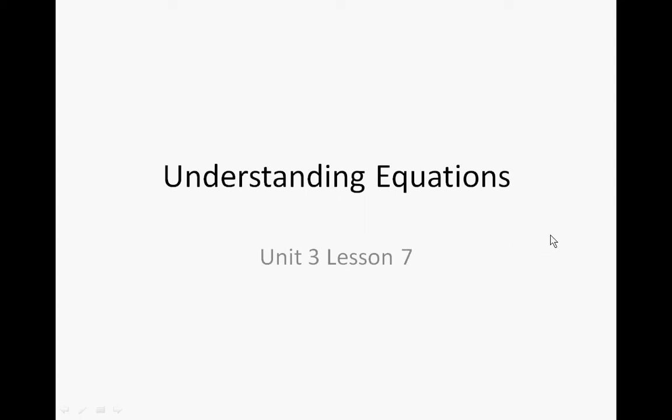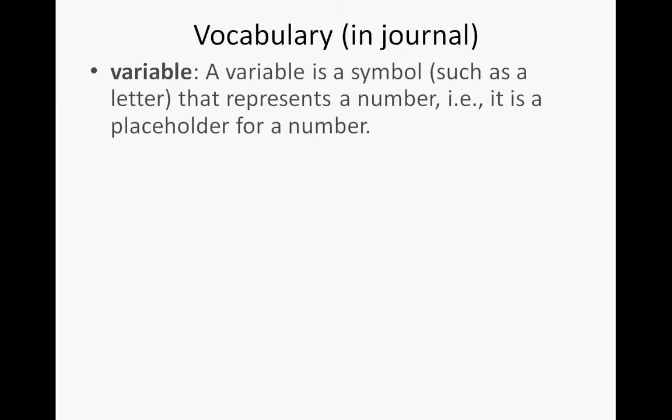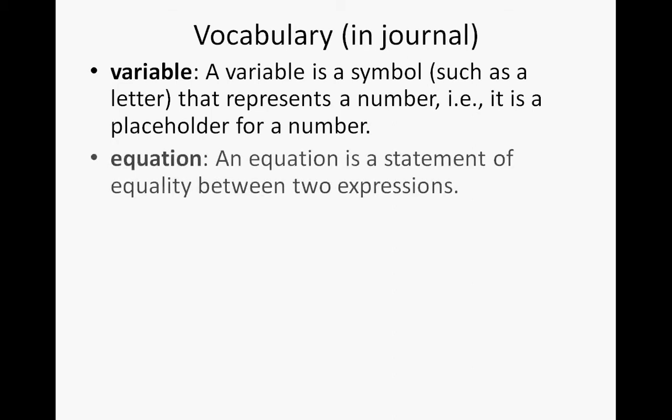Okay, here we are with Lesson 7, Understanding Equations. Some vocabulary that we're going to be using throughout this lesson, and that should be in your journal, is the following. First of all, a variable, remembering that a variable is a symbol such as a letter that represents a number, and it usually is the placeholder for a number until we figure out what that solution is. An equation is a statement of equality between two expressions.